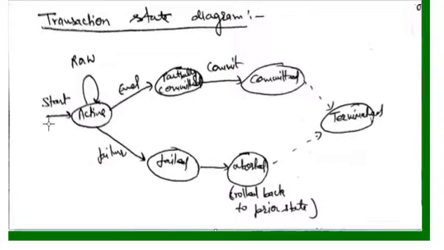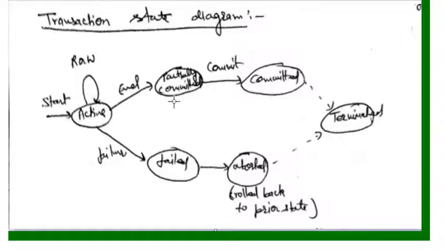So the very first state, when the transaction starts, it will be in the active state. So what is the active state? When the transaction starts its first instruction and until it completes its last instruction, so that may be 10 instructions, 50 instructions, it remains in the active state.